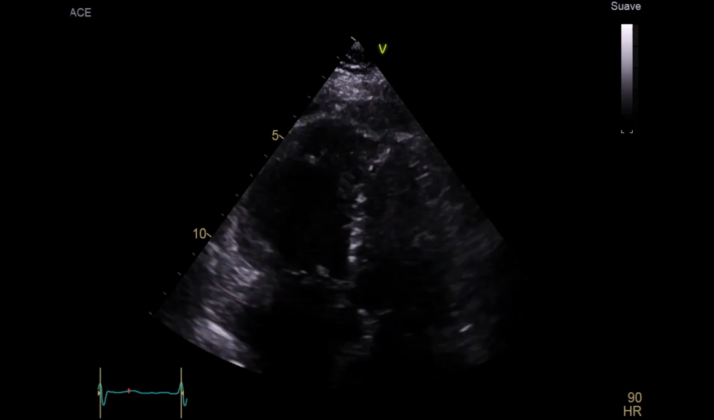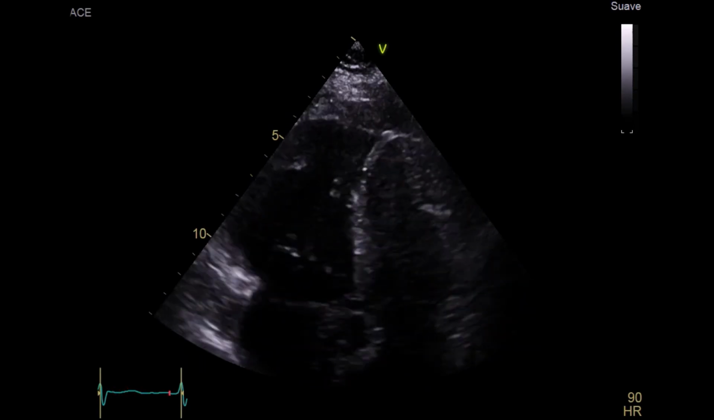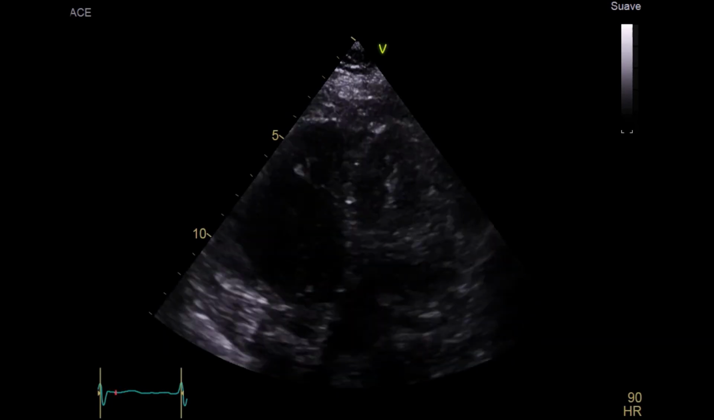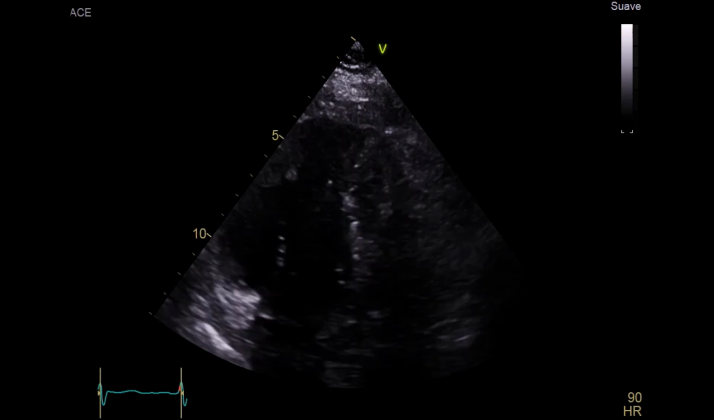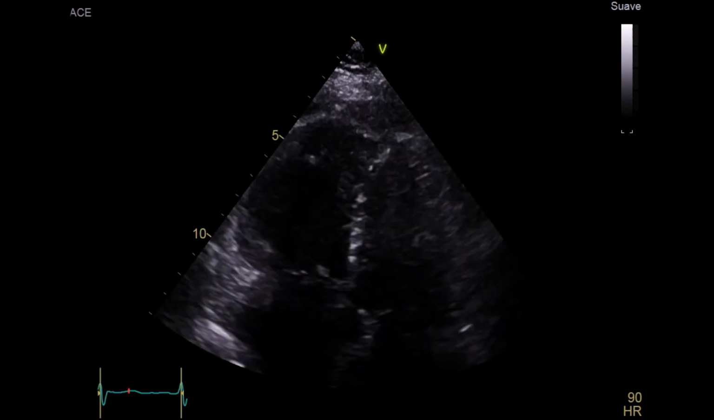Thus, the McConnell's sign consists of an alteration in the radial contractility of the right ventricle, which affects the lateral aspect of the right ventricle but respects the apex. And although it is not very sensitive, it is very specific for pulmonary thromboembolism.